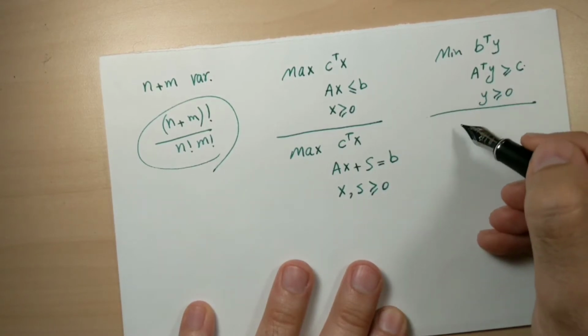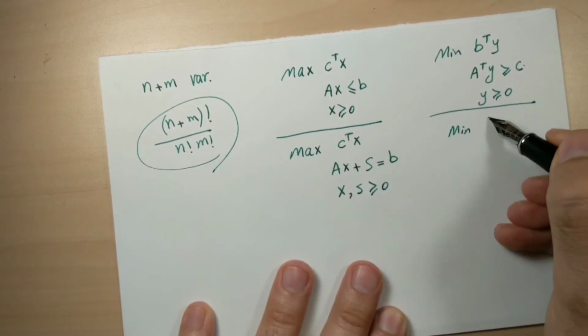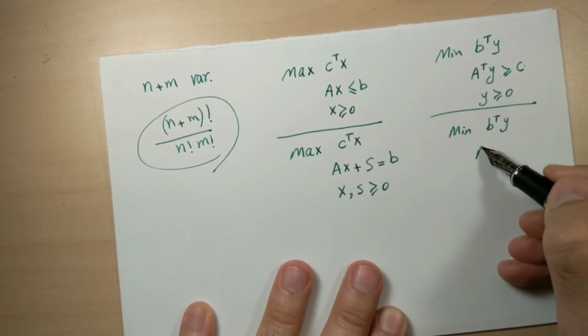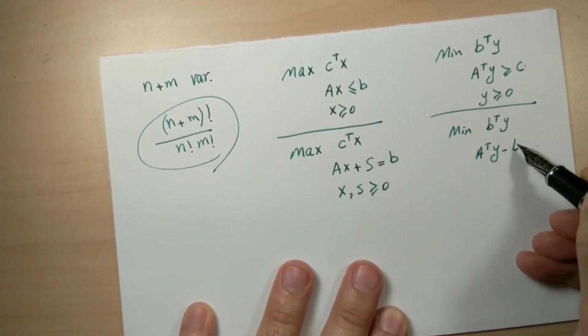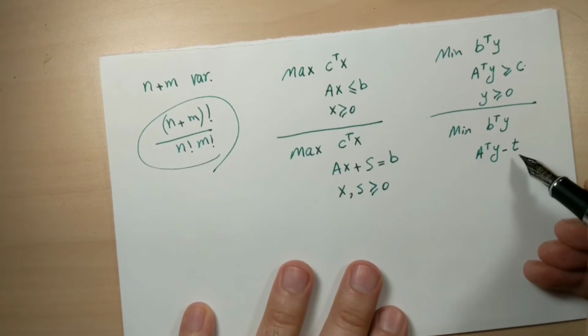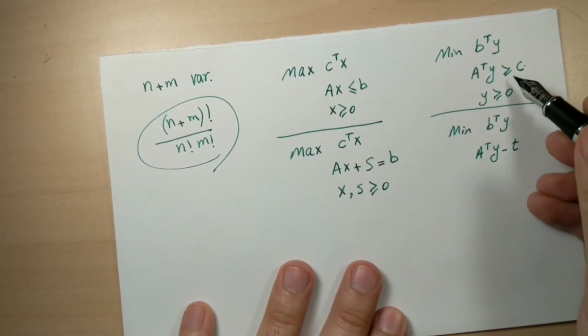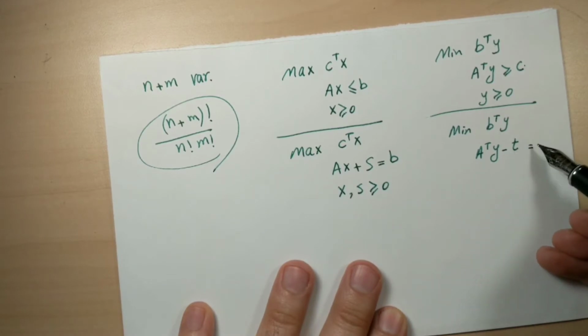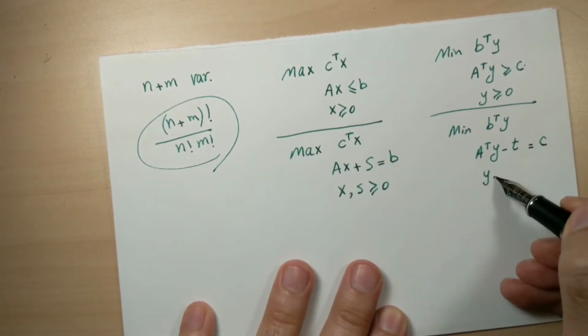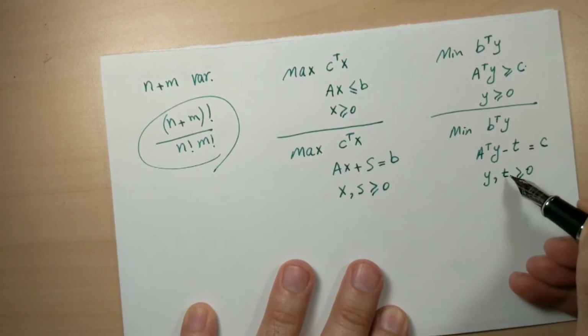The augmented form of the dual problem is B transpose Y, A transpose Y minus some slack variables. I'm going to call them t to distinguish between s and t. It's greater than or equal to, so it's minus t equals C. Y and t are greater than or equal to 0.